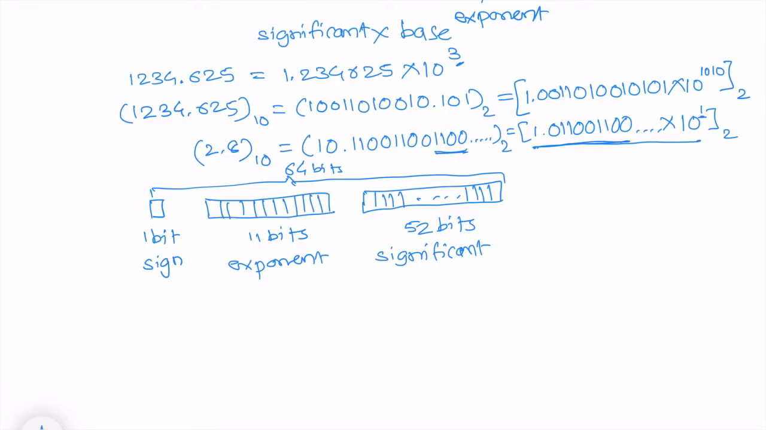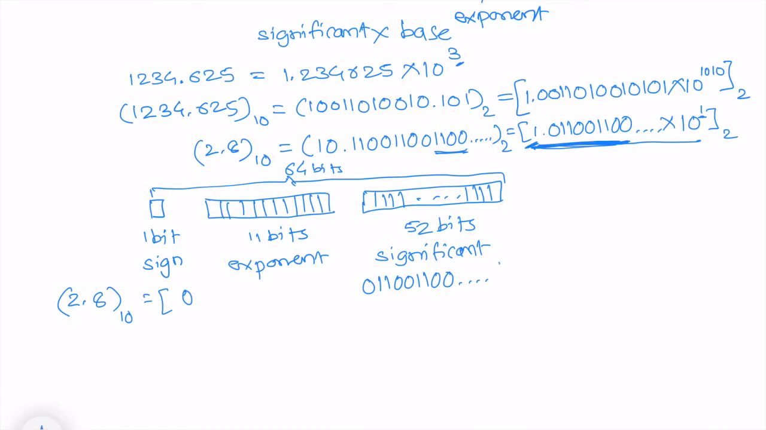Now let's see how 2.8 would look in memory. It is a positive number, therefore the sign bit is going to be 0. 0 is used to denote positives and 1 is used to denote negatives. The significand part is going to be this part, where the first digit is always going to be 1, and therefore that doesn't need to be stored in memory because we know it's always going to be 1. The remaining bits are stored here, 0, 1, 1, 0, 0, 1, 1, 0, 0, and this goes on until 52 bits.